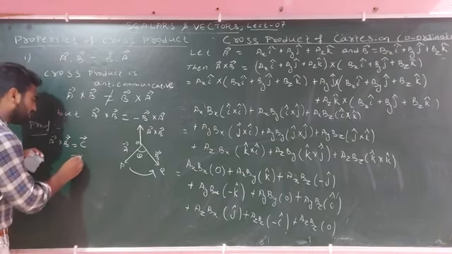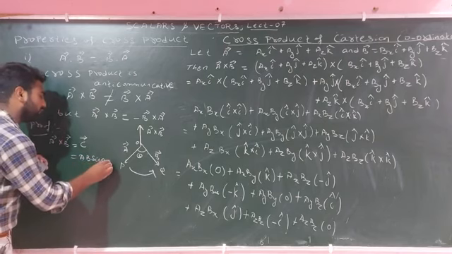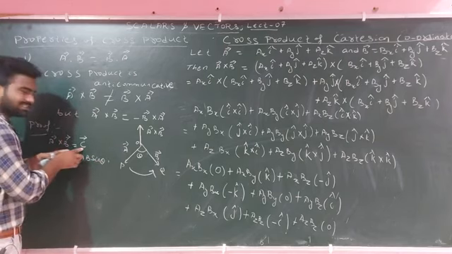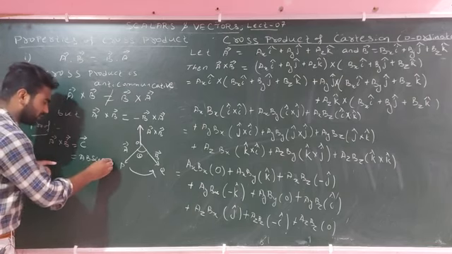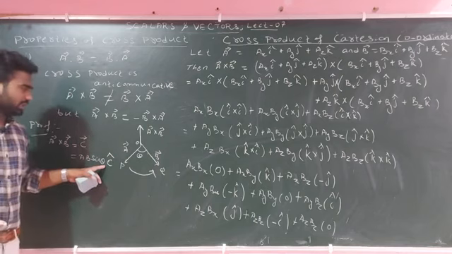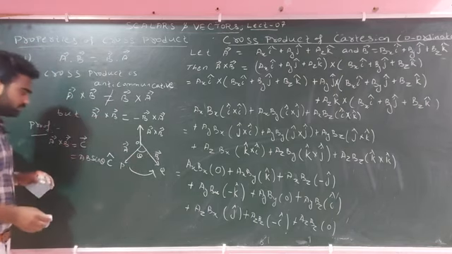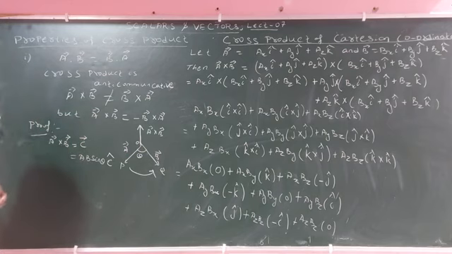That is, we have AB sin theta n cap, which is this C vector, C cap. So C cap is the unit vector perpendicular to the plane containing A vector and B vector.